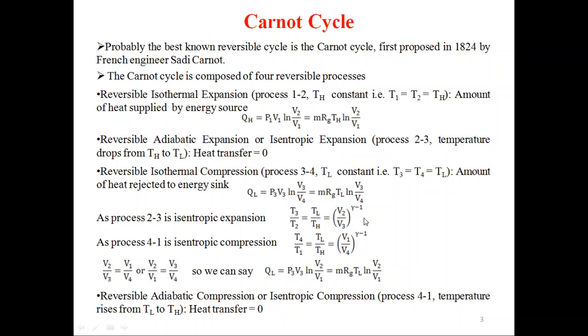When you compare both these equations, we will get V2 by V3 is equal to V1 by V4, or we can say V2 by V1 is equal to V3 by V4. That means we can replace this V3 by V4 with V2 by V1. So the value of QL comes out to be P3 V3 natural log V2 by V1, or M RG TL natural log V2 by V1.